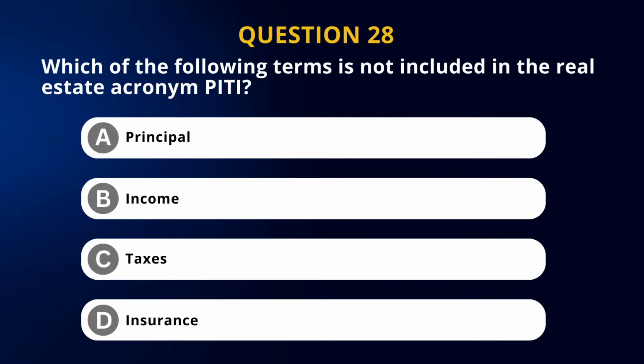Question number 28. Which of the following terms is not included in the real estate acronym PITI? Letter A, principal. Letter B, income. Letter C, taxes. Letter D, insurance.